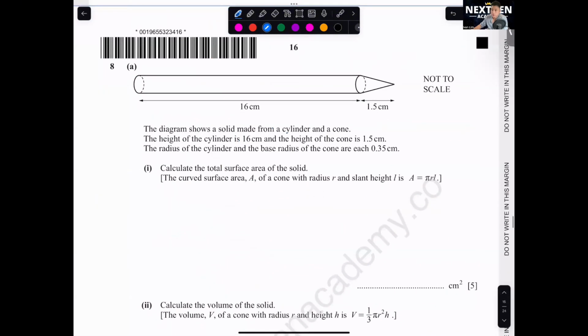Question 8 is on mensuration, shapes. The diagram shows a solid made from a cylinder and a cone. The height of the cylinder is 16. The height of the cone is 1.5. The base radius of the cylinder and the base radius of the cone are 0.35. So this part here, radius is 0.35. Calculate the total surface area of the solid. This is a 5-mark question.